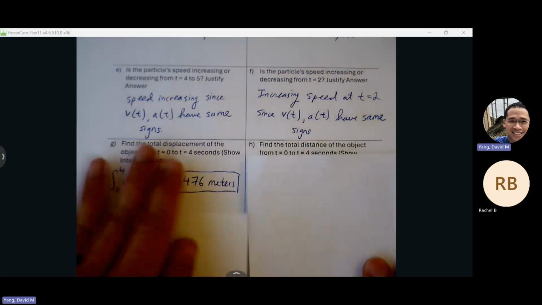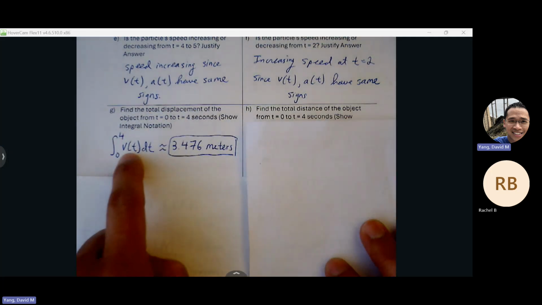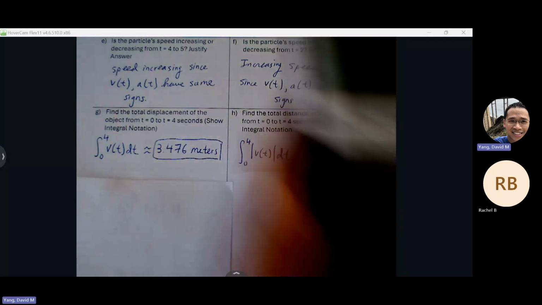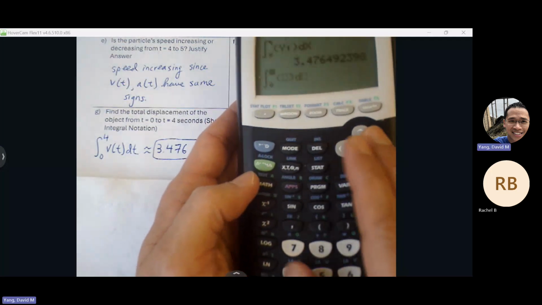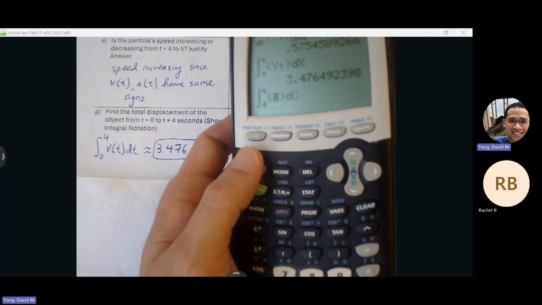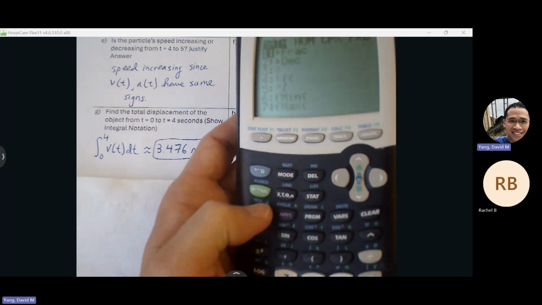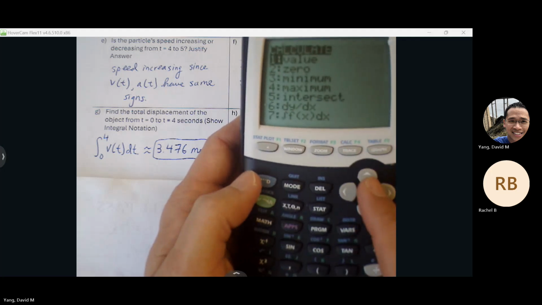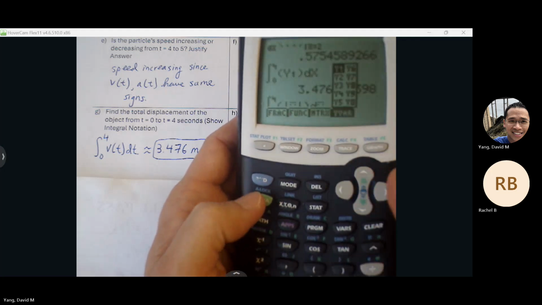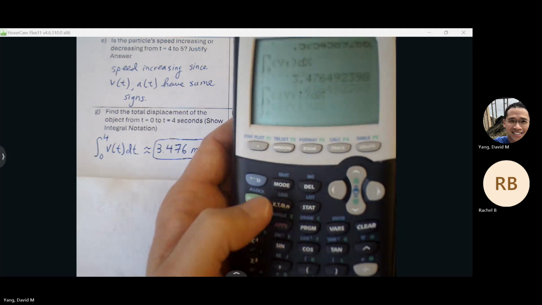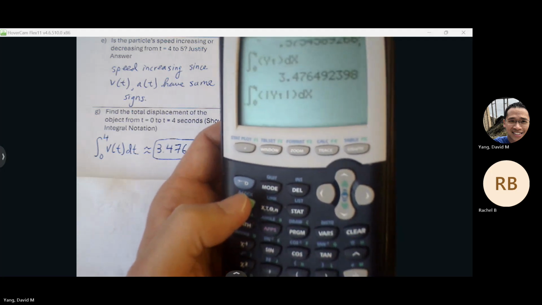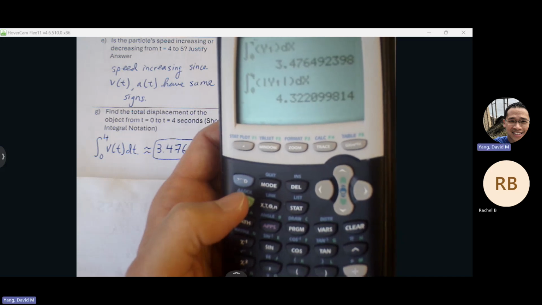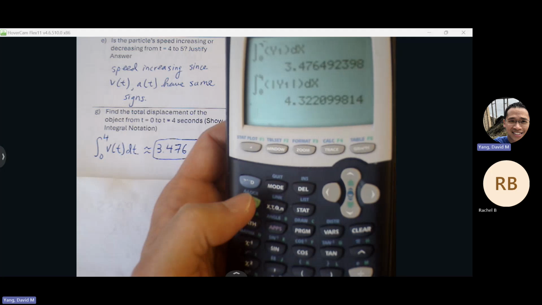Find the total distance. Now this is also involving a definite integral, but now we want absolute value bars around v of t. So math 9 again. 0 to 4. Absolute value, so math number ABS. Yeah, math number ABS.